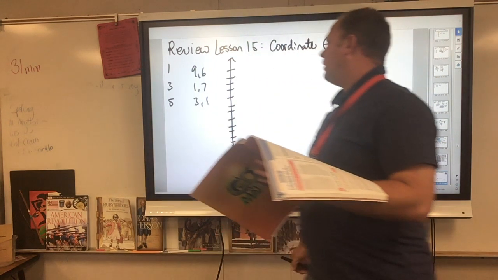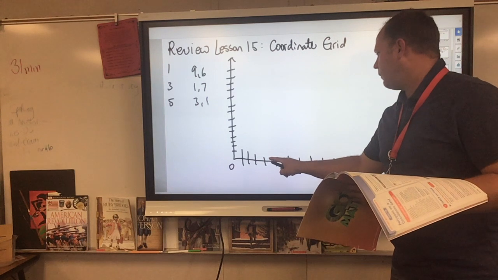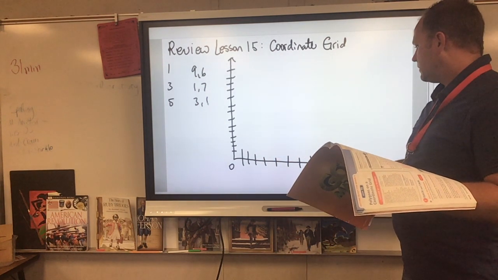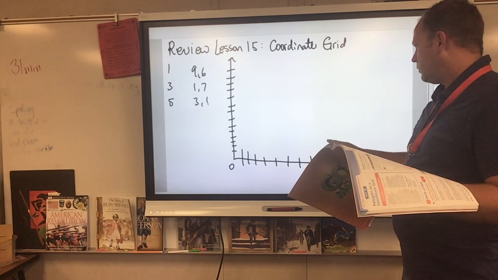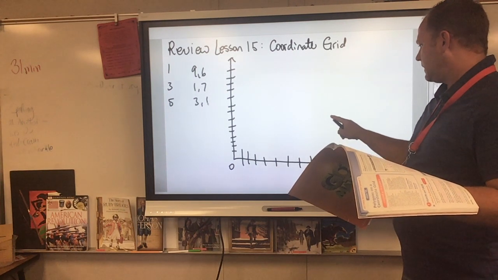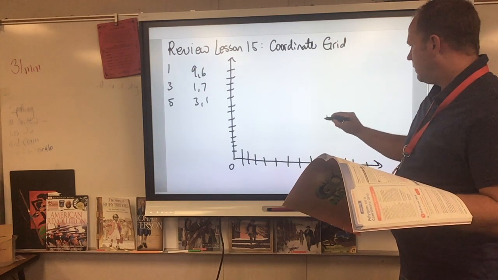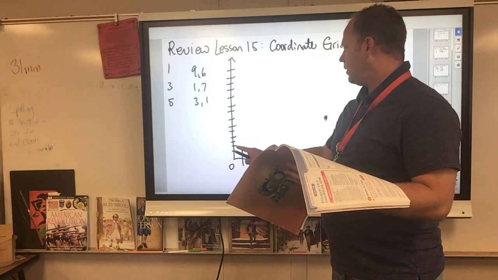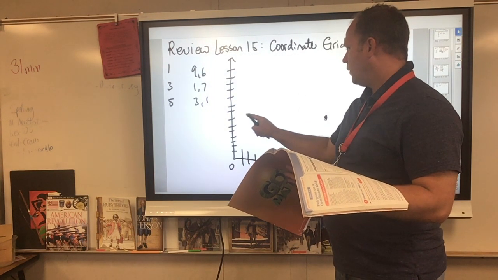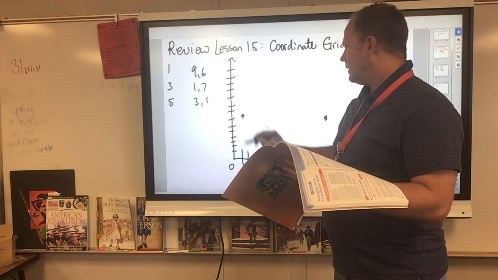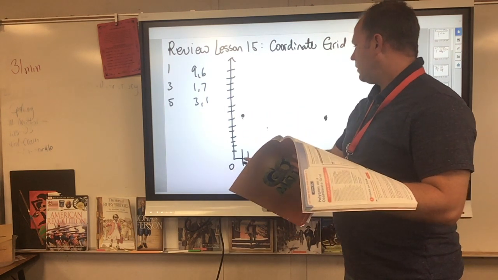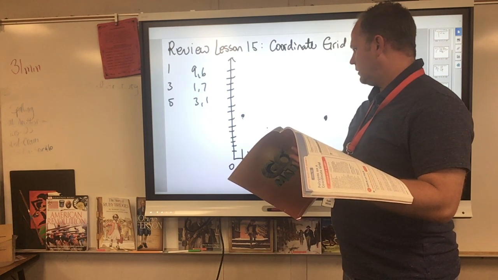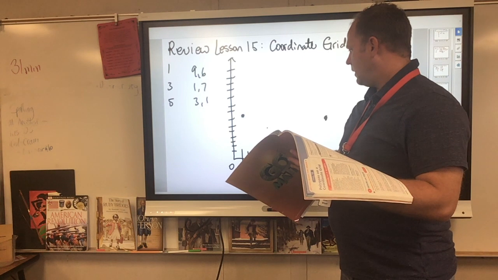Okay, so 1, 2, 3, 4, 5, 6, 7, 8, 9, and up to 6. So 1, 2, 3, 4, 5, 6. There it is right there. Next one is 1 and 7. 1, 2, 3, 4, 5, 6, 7, over 1. There it is. Next one, it says 3. 1, 2, 3, and then up to 1. So just a little guy, right? 3, 1. And there we go.